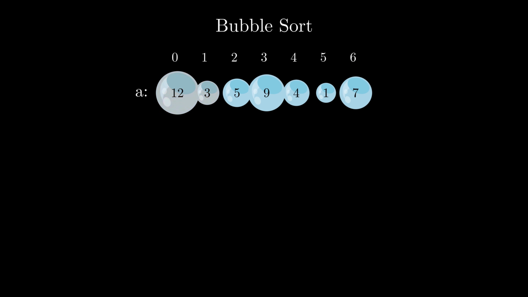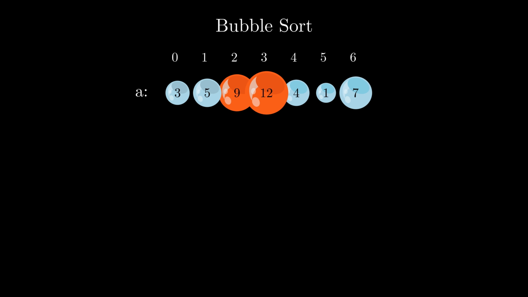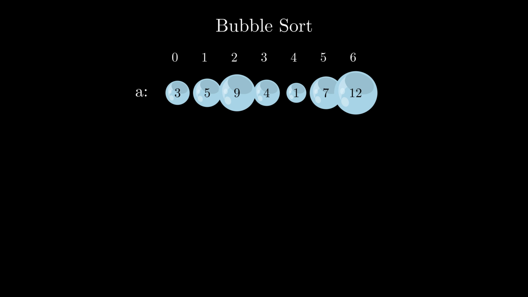We first look at the first two elements of the array, and if they are not placed in increasing order, we swap them. After which we move to the next pair of elements. If they are not placed correctly, we swap their places. We then move to the next pair and repeat this process until reaching the end of the list. This way, the largest element will bubble up to the very end of the array. So we go back to the start of the array and repeat this whole process.